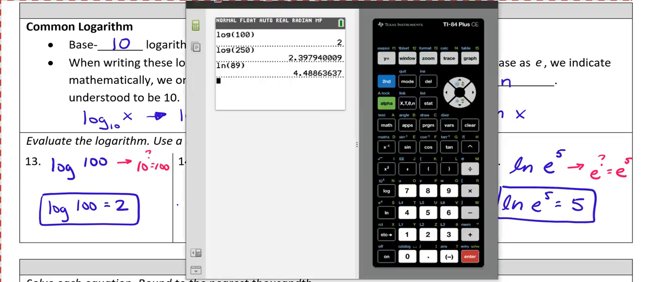But let's double check it with our calculator. We can actually use the one above it, so we can hit second, natural log, and type in a 5. Then close it out with the parentheses, and notice the calculator says it's 5 as well. So natural log and log, those are our two special logarithms, and they are found on your calculator.